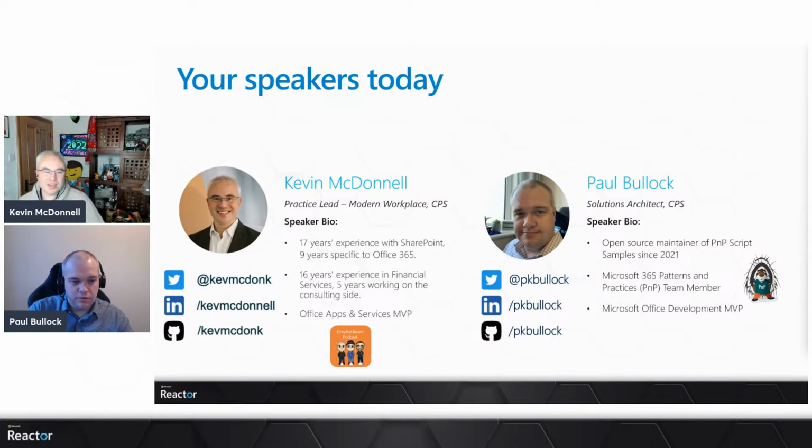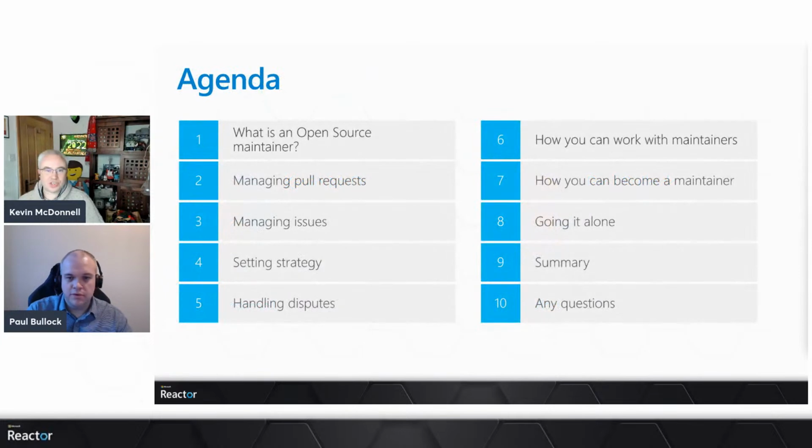Lovely. Thanks, Paul. So let's get over to the agenda and what we're going to be talking about today. We're going to start off with what is an open source maintainer. If you saw the first show in the series, we talked about what is open source and that idea of the book library. So we'll talk a little bit about that and what they do. More specifically, talking about how they manage pull requests, managing issues, setting the strategy, and then how they handle disputes. Because everyone likes a good argument when it comes to being on the internet. So they are the arbiters there to talk about that.